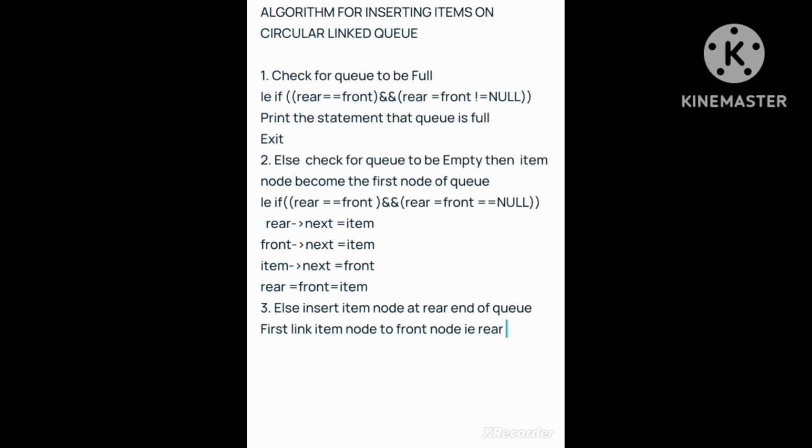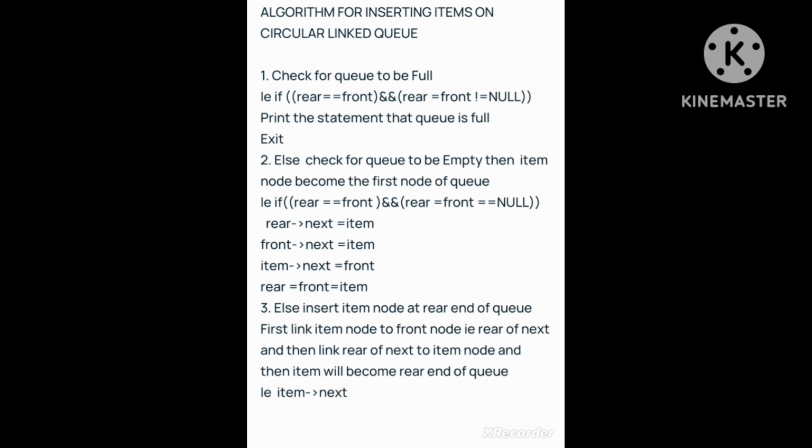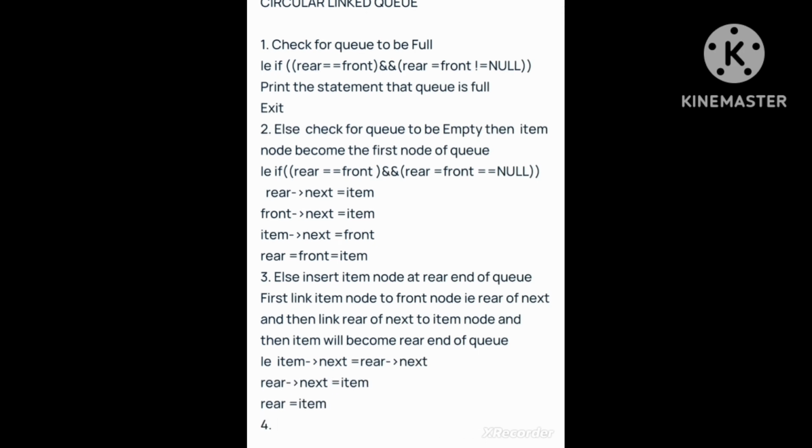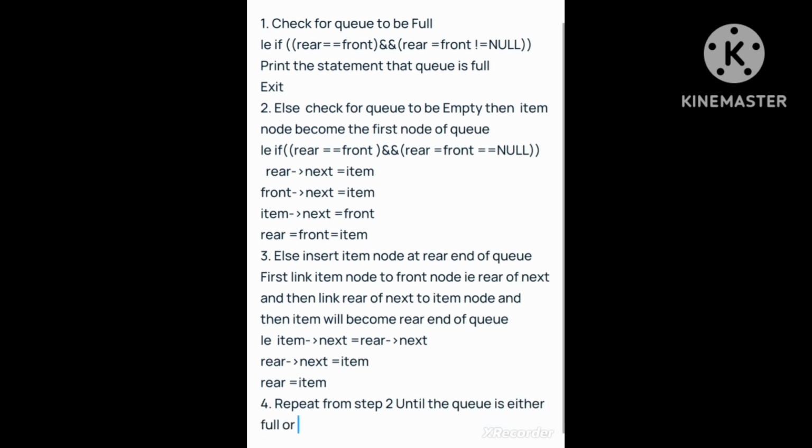Else we have to insert our item node at the rear end of the queue. So for linking the item node, we have to first link it to the front node in order to maintain the circular queue, and then we will point the rear's next to the item node and our item node will become the rear. So in this way we will repeat step 2 until our queue is either full or some terminating condition is satisfied.